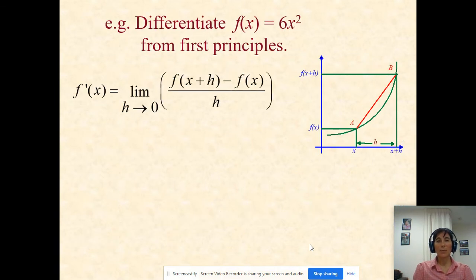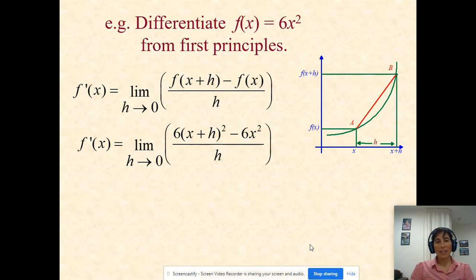Let's look at this example. Differentiate f of x is equal to 6x squared from first principles. So here's our formula for the derivative. Now hopefully what you're doing when you look at this is reminding yourself how to differentiate 6x squared from last year. Maybe in your mind you're saying, oh, that's right, I multiply the 2 times 6 and then reduce the power. So we know the answer should be 12x to the power of 1, or 12x, but let's see if we can get there using first principles.